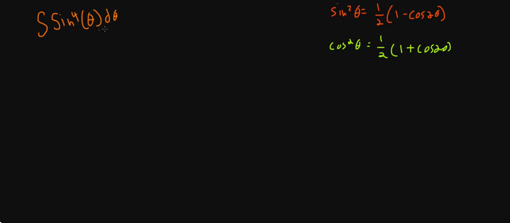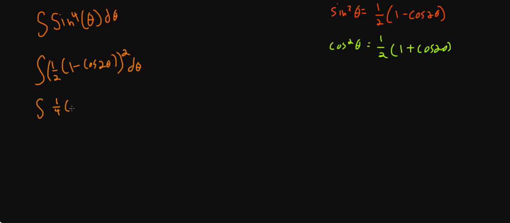If we know that sine squared theta is 1/2 times 1 minus cosine 2 theta, we can rewrite this as the integral of 1/2 times 1 minus cosine 2 theta, and the whole thing squared, since it's sine to the fourth theta. So we have sine squared theta is that, and we square it to get an equivalent expression. From here we can multiply these out.